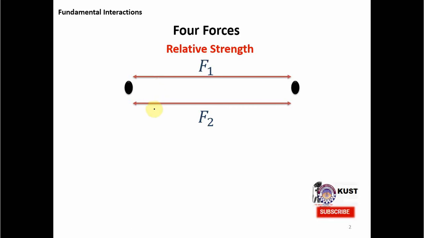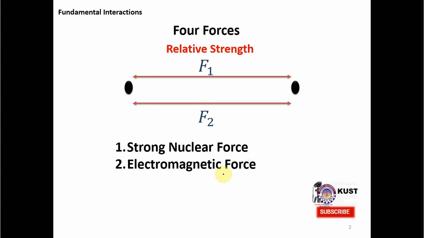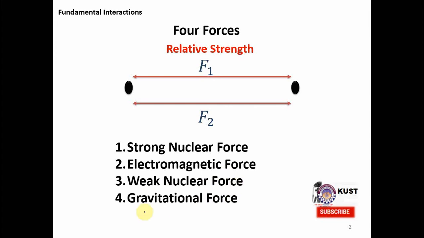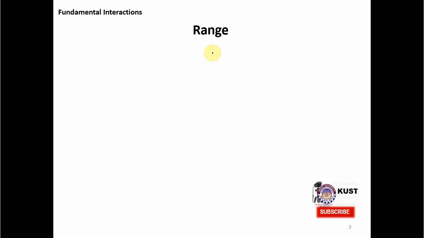If we make the listing depending on this relative strength, then the strongest force is the strong nuclear force. It is the strongest of all the forces we know. The second is the electromagnetic force, the third is the weak nuclear force, and the fourth is the gravitational force. I will explain their strengths and ranges in detail in future slides. The second property, as I have already mentioned, is the range of these forces.